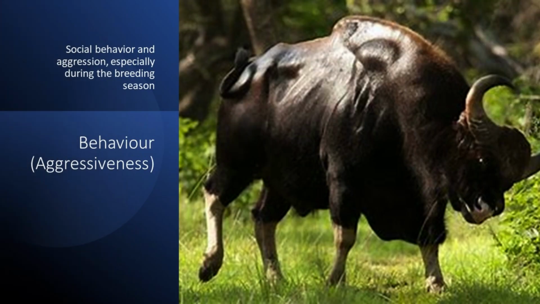Slide 5. Behavior, Aggressiveness. Indian bison, also known as gaurs, exhibit intriguing behavior, including notable aggressiveness, especially during their breeding season. During this time, adult males, or bulls, engage in fierce battles for dominance and access to mates. These battles often involve intense clashes of horns and vocal displays, making it a spectacle to observe. Understanding their aggressive behavior is crucial for conservation efforts and ensuring their protection in the wild.